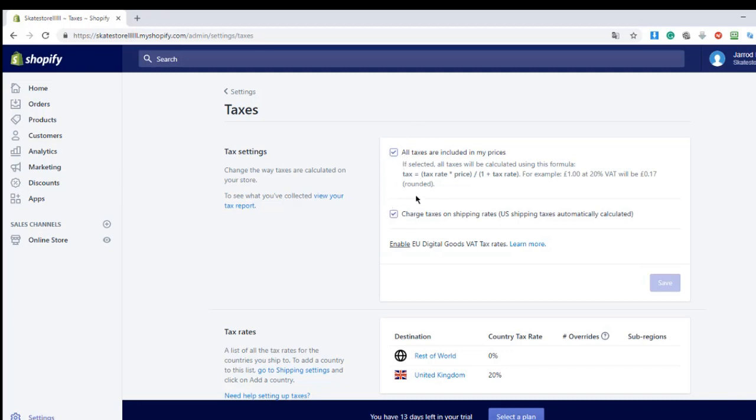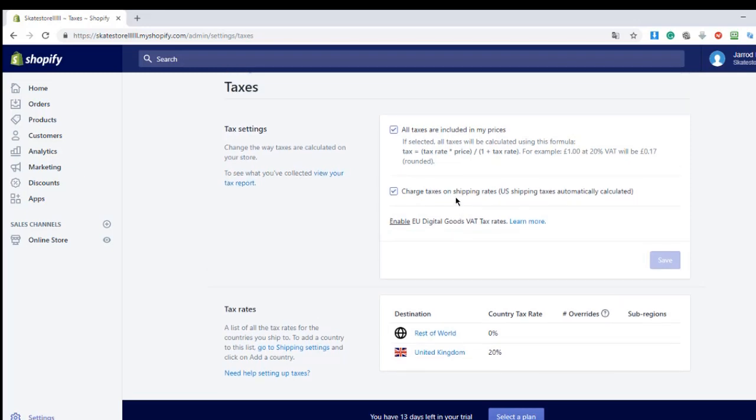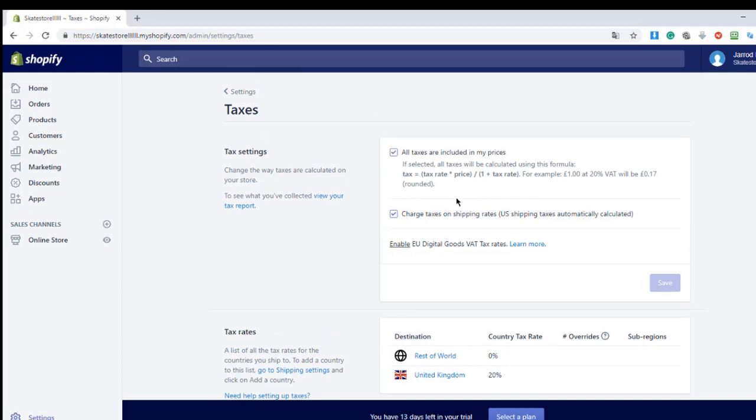It's really important. And charge taxes on shipping rates and the rest of the world. And yeah, probably taxes are, if, for example, someone lives in the Netherlands and he buys something from America, he will pay the tax. So you don't have to worry about it as a store owner.